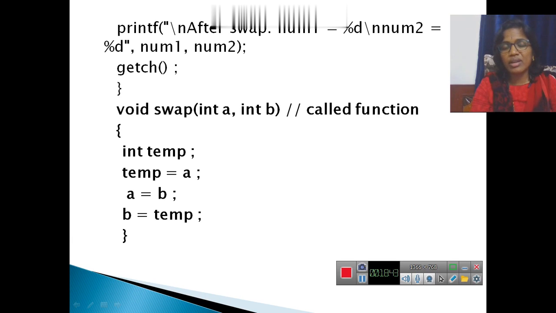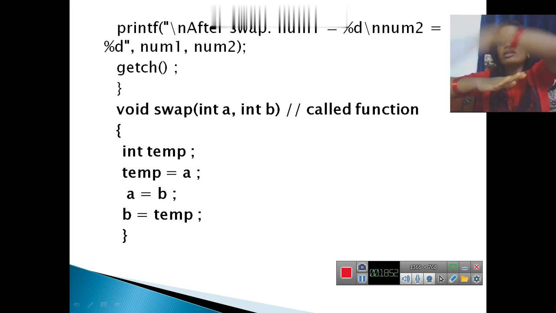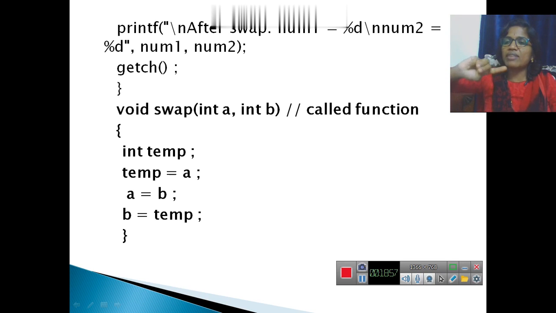So what happened here? Through this function definition, the A value is passed to temp and the B value is passed to A. Again, the temporary value is passed to B. That means with 3 steps, I have interchanged the values of A and B. So number 1 and number 2 are interchanged in the form of A and B, because I have passed only the values.